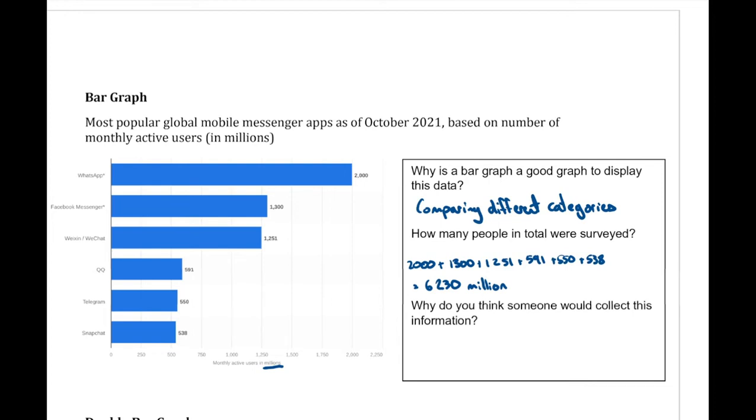Why do you think someone would collect this information? The answers may vary depending on what you want to argue, but you could be looking for which app is most popular. Maybe you're trying to do a survey to figure out which is most popular. Maybe you're looking to sell ad space or to invest money. Or maybe you're looking to buy one of the apps. You saw recently the buyout of Twitter by Elon Musk. So if you have tons of money and you want to buy a messaging app, you would look at which is the most popular. Which ones do people use the most?